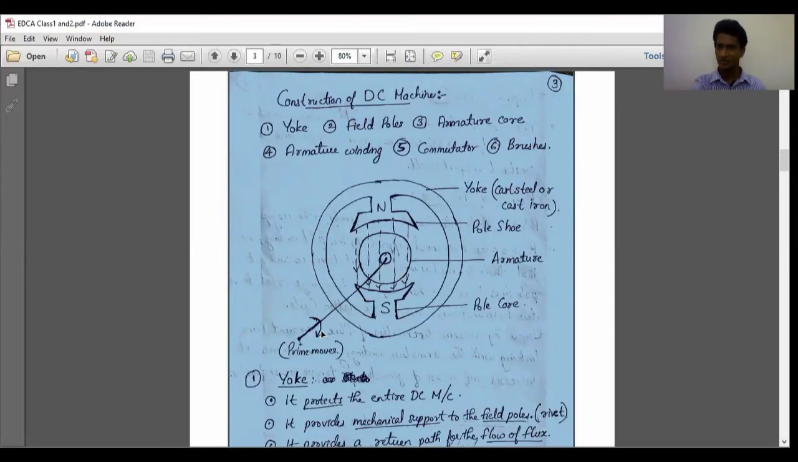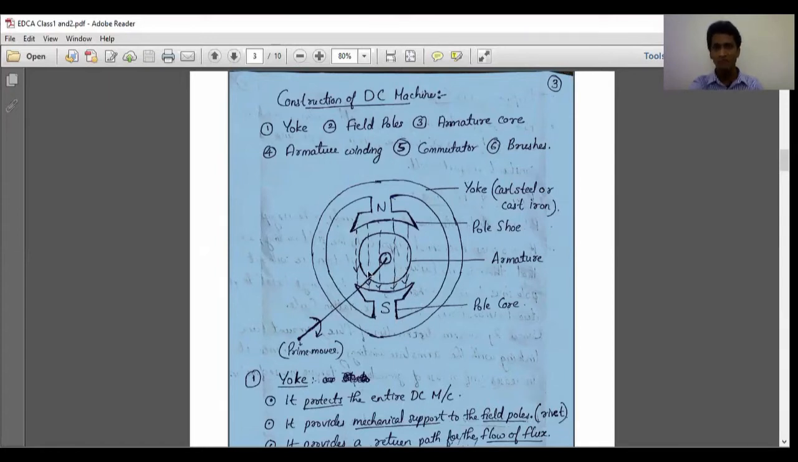Let us have a short look at how a DC generator works with this construction. There is a pole core in which field winding is placed, and we apply a DC supply to the field windings, and the armature is here, in which armature windings or conductors are placed. Now I connect my armature to a prime mover and rotate the prime mover so that the armature is rotating in the magnetic field.